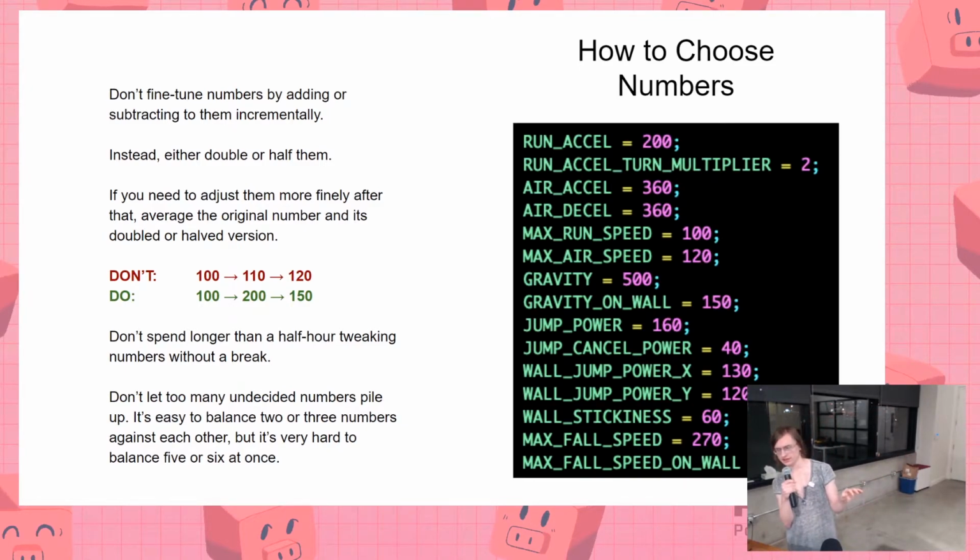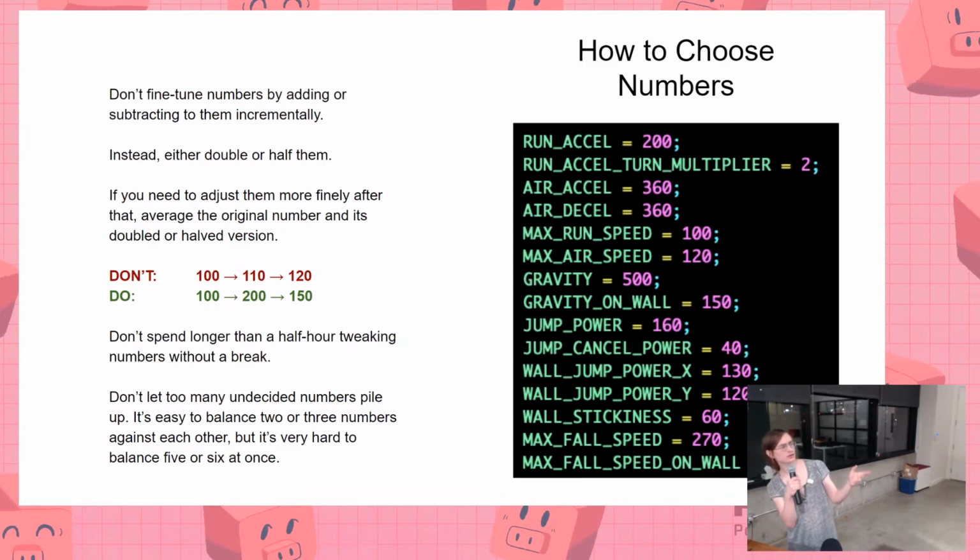The other thing I would recommend is, even though it's really fun, don't spend longer than a half hour tweaking numbers. Because, again, tunnel vision: each change you make has less and less impact because you're just getting too used to it.